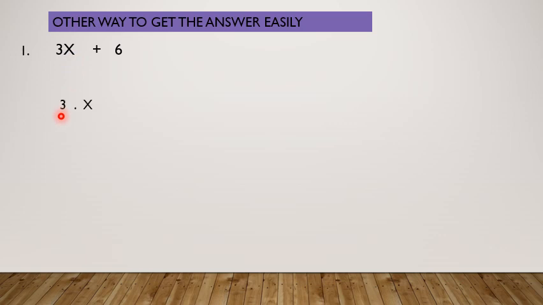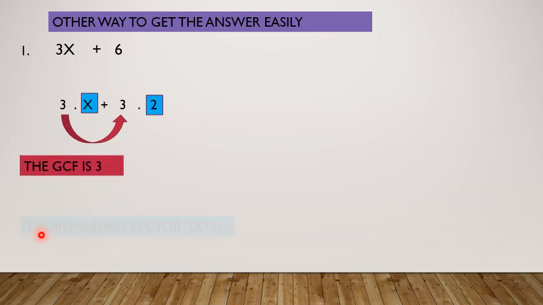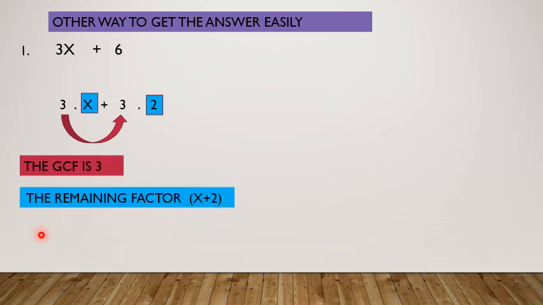Okay, eto na. 3 times x, sign, plus 3 times 2. Okay. So, kunin natin si GCF. 3, ang common, ang pareho. Wala natin common, so yung remaining factor na lang natin ay si x and 2. So, the answer, the GCF is 3. The remaining factor, quantity x plus 2. Okay, this is when we write the common monomial factor together with the remaining factor. 3 times quantity x plus 2. Okay, next.